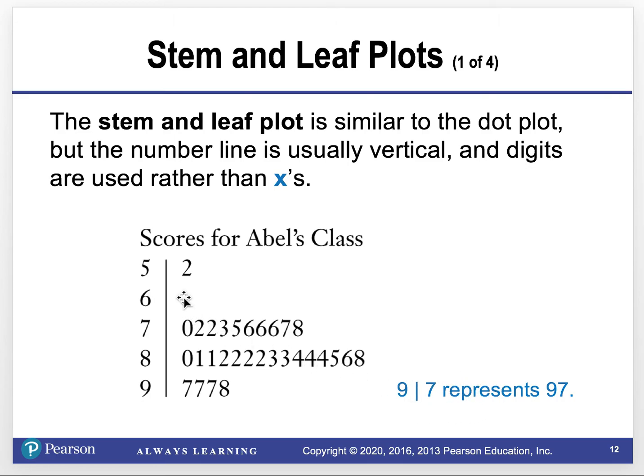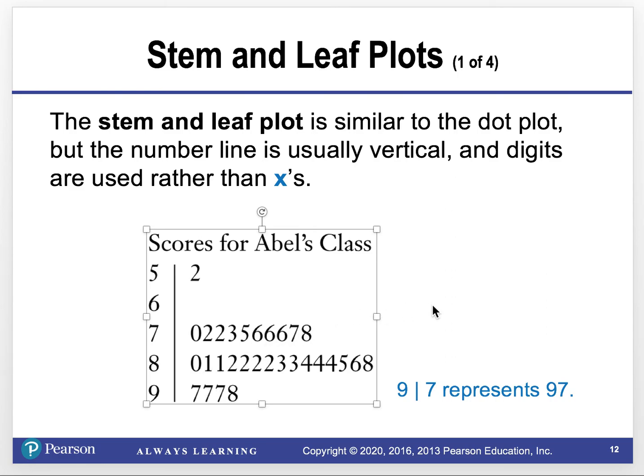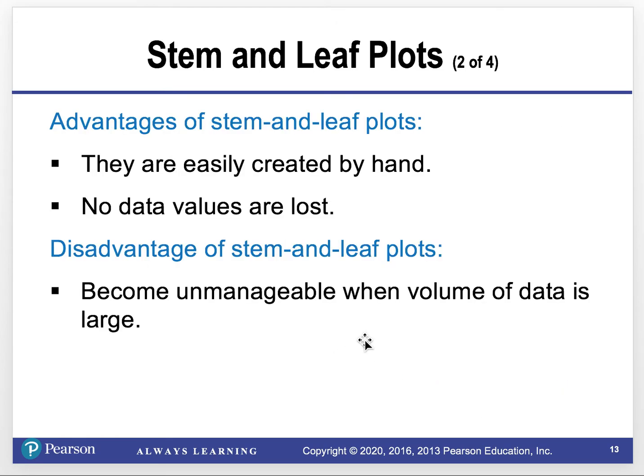Okay, and so the way you read this again is, oh, there was a score of 52, no one scored in the 60s, someone made a 70, someone made a 72, another person made a 72, right? There were 3 97s, oh, sorry, 3 97s, and a 98. Okay, a stem and leaf plot.